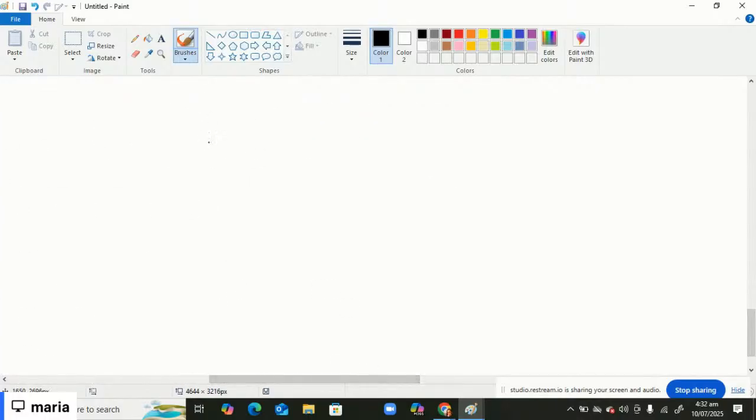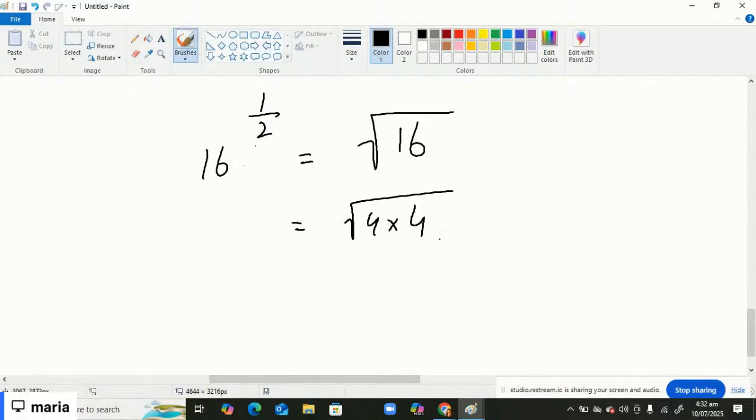Okay, let's take 16 to the power of 1 by 2. What does it mean? It means square root, and here is 16. There is no need to write the 2 on the square root here. As we know, 4 times 4 is 16, so 4 power 2. As we know, this should be cancelled and here is 4. And that is your answer.